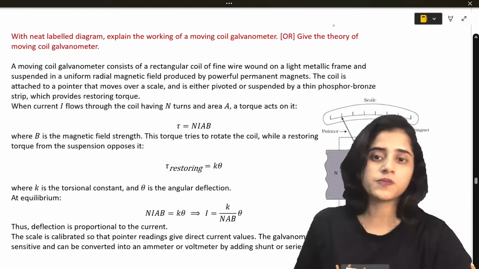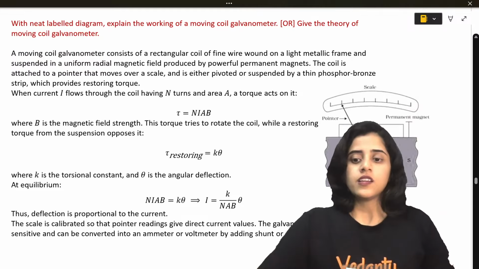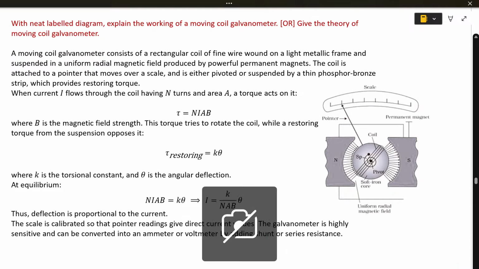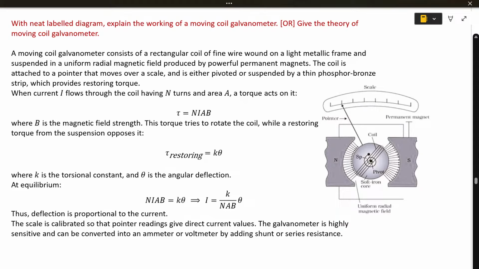Okay, superb. Next question. I should disappear again because you'll have to see the whole question. Write with a neat labeled diagram, explain the working of a moving coil galvanometer, or give the theory of a moving coil galvanometer. So, how does a moving coil galvanometer work? It has a rectangular coil. You see here, there's a coil and then there's a pointer connected to the coil. This pointer moves and that's how it works.